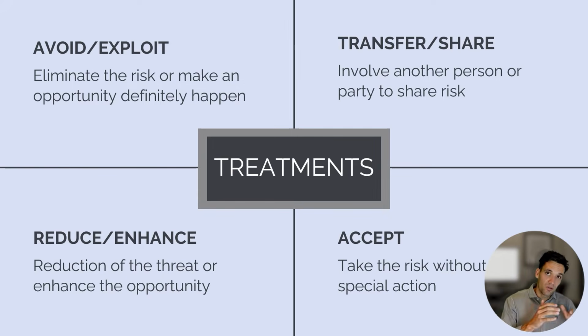Or we can avoid or exploit the risk. This means eliminate the risk or make the opportunity definitely happen. We can transfer it or share it with another party. So we can involve another person or party in the risk. For example, if we're exposed to inclement weather, we could transfer this to our subcontractor.